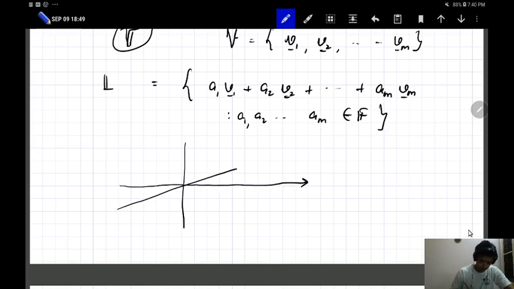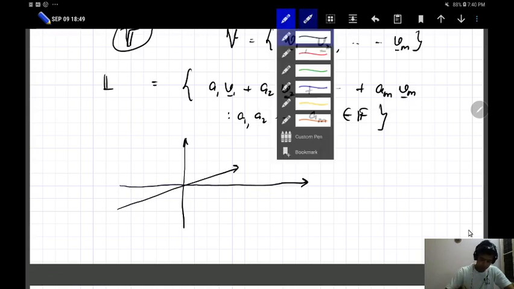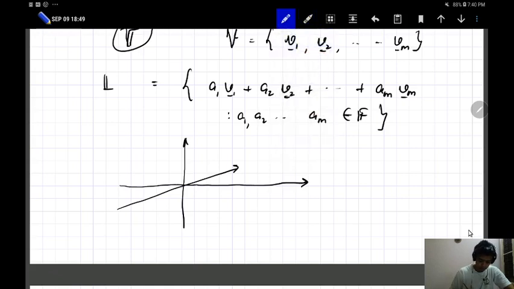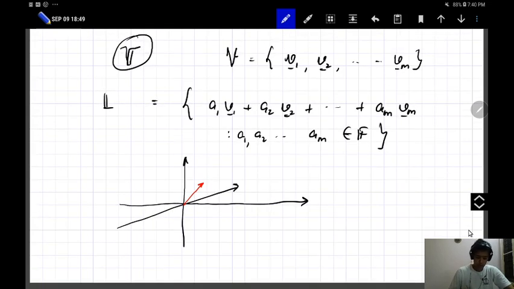Okay, this is my x-axis, this is my y-axis, and this is my z-axis. So I can start with a given vector. Let's take a vector v1, which is some point over here. Now if my script V is equal to just the set {v1}, then what is capital L equal to?